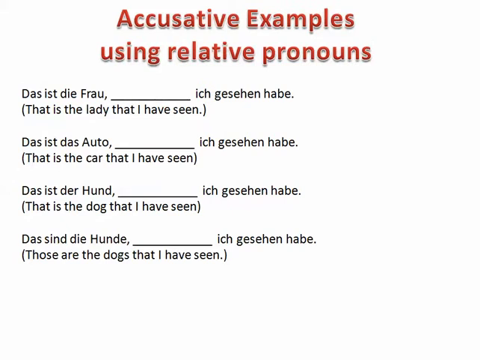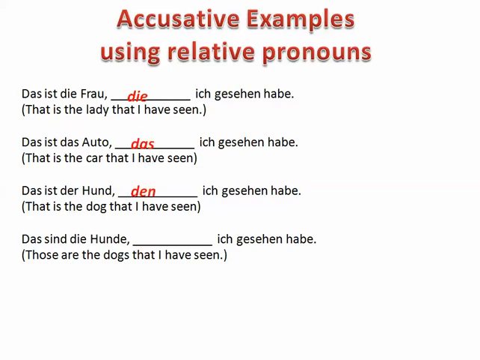Okay, let's take a look at some accusative examples. Here we're using the noun in the second clause as a direct object, so I have seen the lady is how it would play out here in our first example, making the lady the direct object, making it accusative. Das ist die Frau, die ich gesehen habe. Das ist das Auto, das ich gesehen habe. Das ist der Hund, den ich gesehen habe.